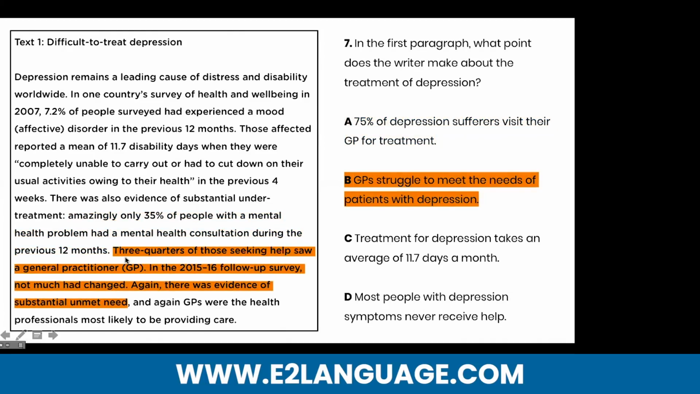Let's read this. 3/4 of those people with mental health problems seeking help saw a GP. Okay. In the follow-up survey, not much had changed. Again, there was evidence of substantial unmet need of those people seeking help. This says GPs struggle to meet the needs of patients with depression. Does this say the same thing? Yes or no?